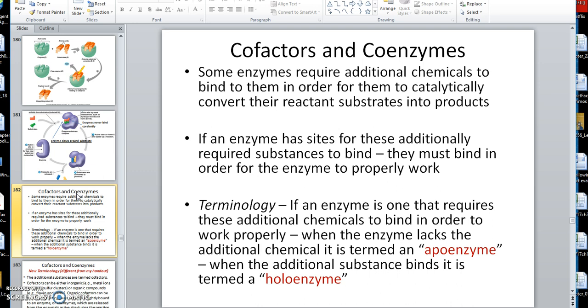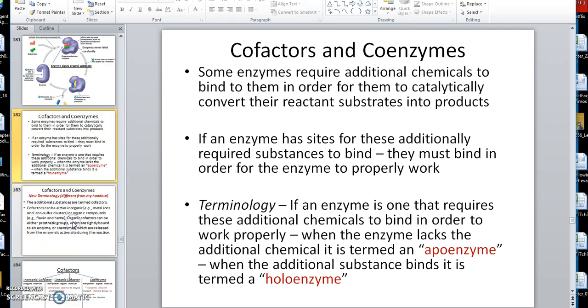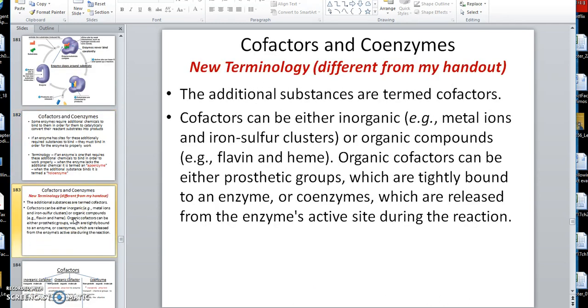Remember vitamins. You only need a small amount, the body doesn't make it. The main function of vitamins is to act as coenzymes. Okay?